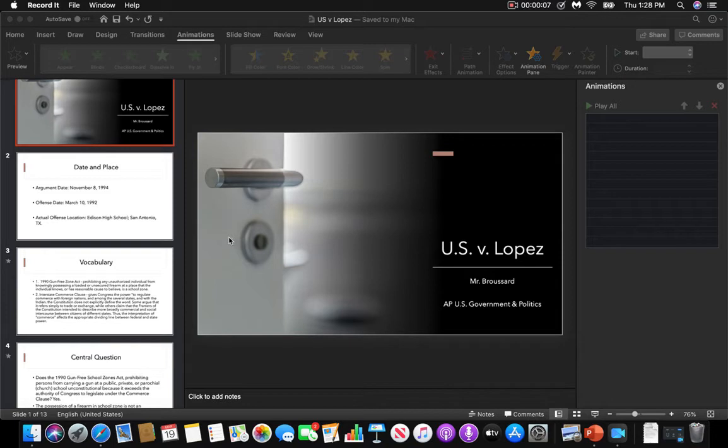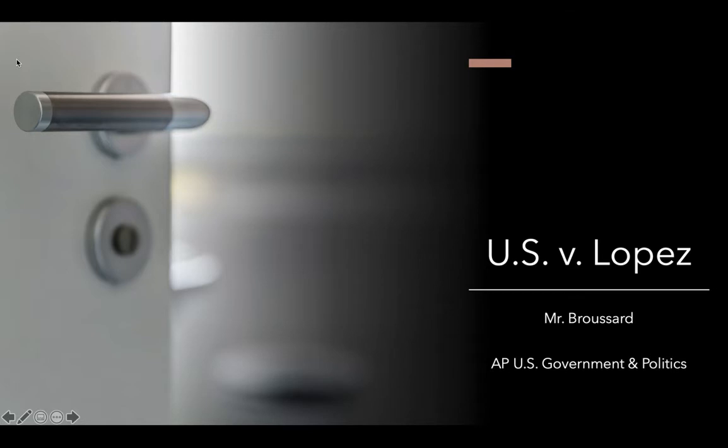Let's get into U.S. v. Lopez. Let's get directly into this bad boy. Let's learn a little bit about this case. This case is very unique, and the reason I say that is because it has something to do with something many people are very familiar with, especially in light of Columbine, Sandy Hook, and so on and so forth, and it deals with gun laws, economics, as well as school zones. So let's get into it.